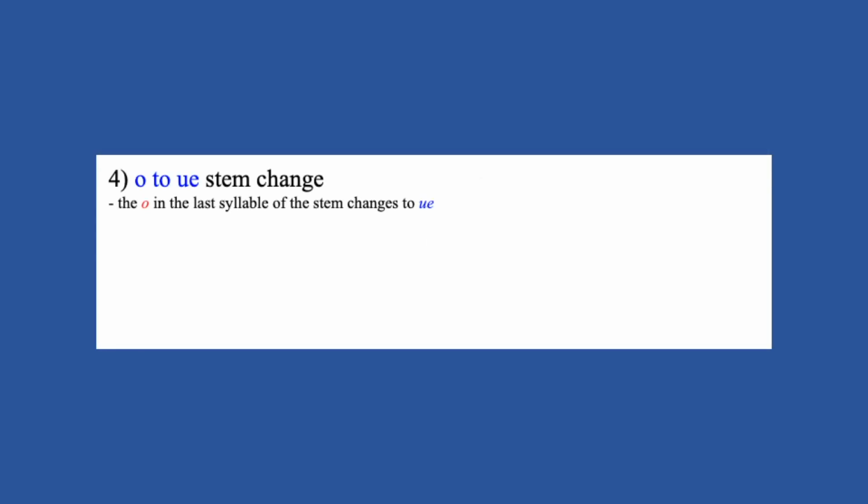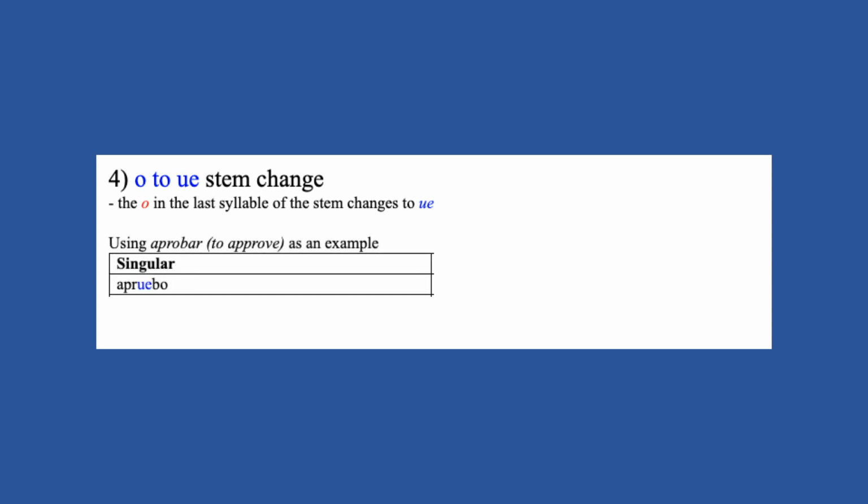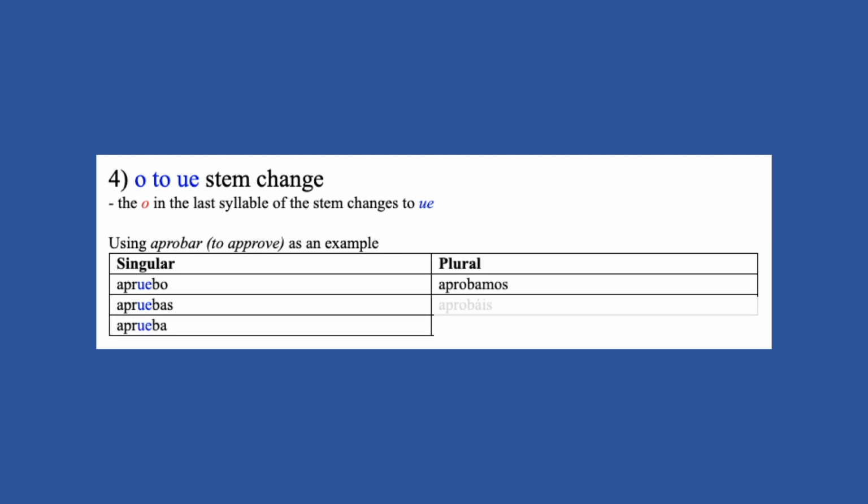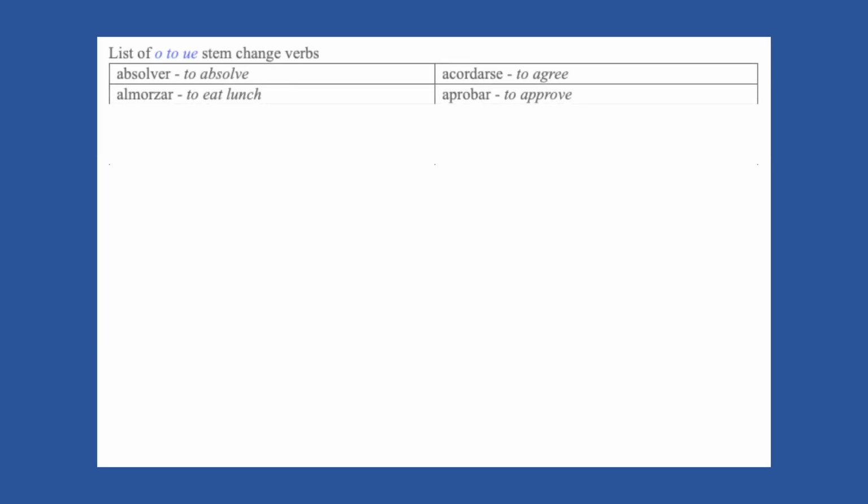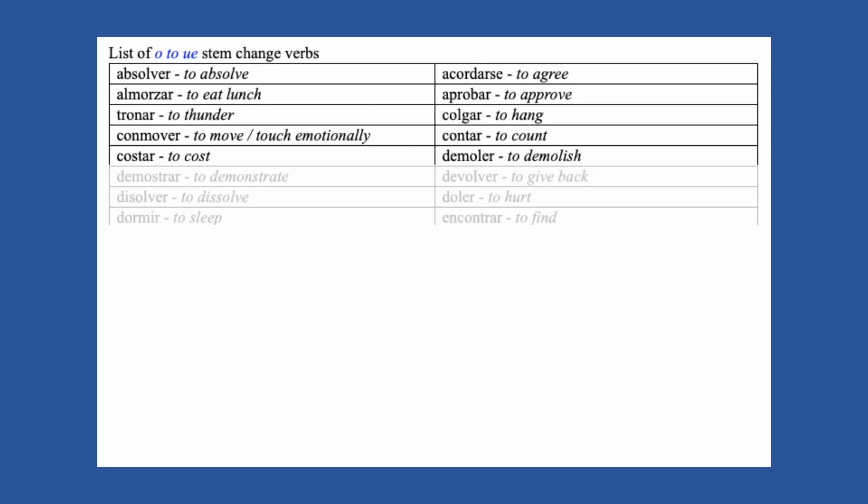The O to UE stem change using aprobar as an example. Apruebo, apruebas, aprueba, aprobamos, aprobáis, aprueban. These verbs also undergo an O to UE stem change.